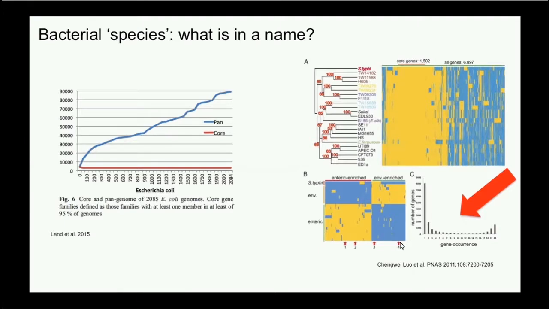So I have a couple more introductory slides, and the first one is what do we really think about when we talk about bacterial species. Here you have two examples from E. coli. What you have over here is the number of, let's call them genes, in E. coli that have been found in E. coli genomes. Here you have 90,000 genes total. And here you have the number of E. coli genomes that have been sequenced.